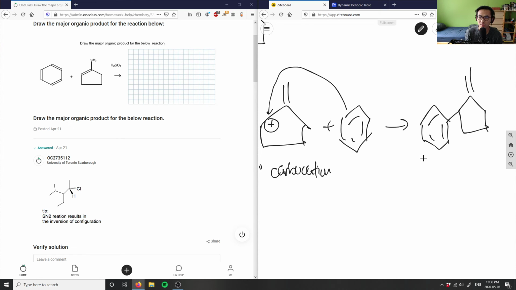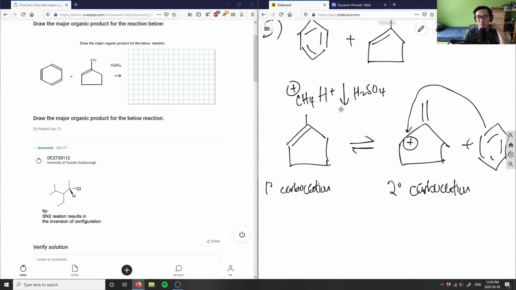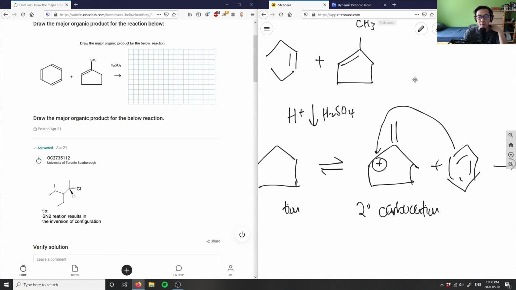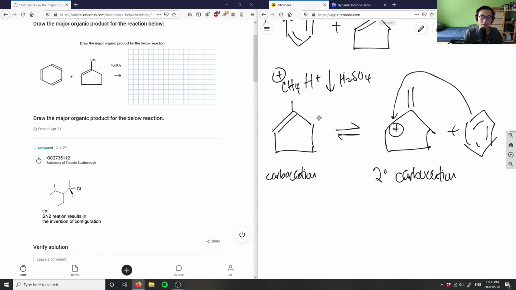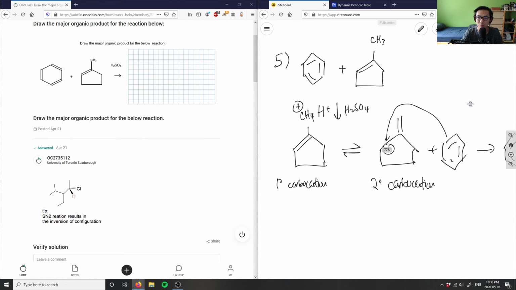And I don't think we can do anything else to this problem here. But this here would be our major product here, because we shifted our carbocation to the secondary position rather than the primary. The minor product would have been if I were to react the benzene with the primary carbocation here. So I believe this is the solution for this question.